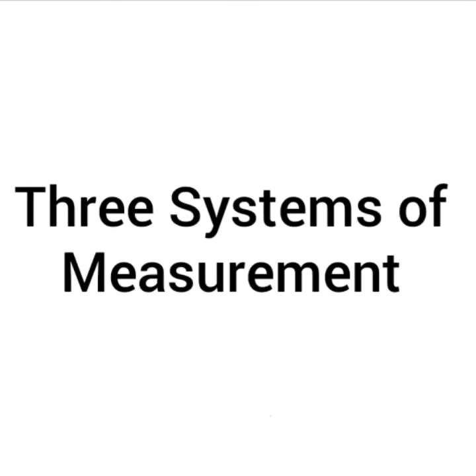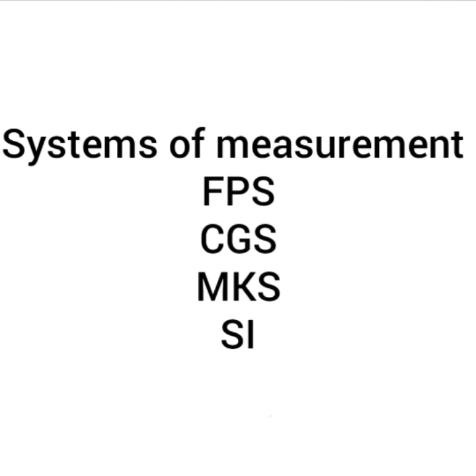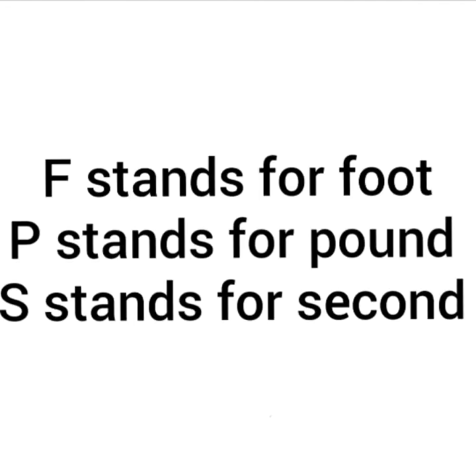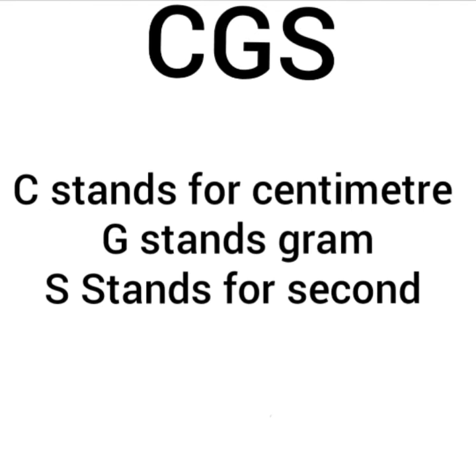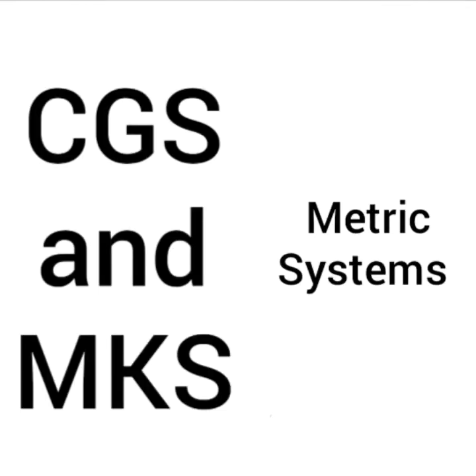There are systems of measurement for measuring fundamental physical quantities: length, mass, time. They are FPS, CGS, MKS and SI. In FPS, F stands for foot, P stands for pound and S stands for second. And in CGS, C stands for centimeter, G stands for gram, S stands for second. Similarly, in the MKS system, M stands for meter, K stands for kilogram, S stands for second. SI units is the International System of Units. We can say it is a form of MKS. CGS and MKS systems of measurement are known as metric systems.